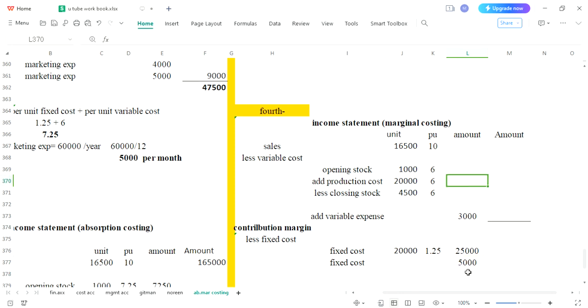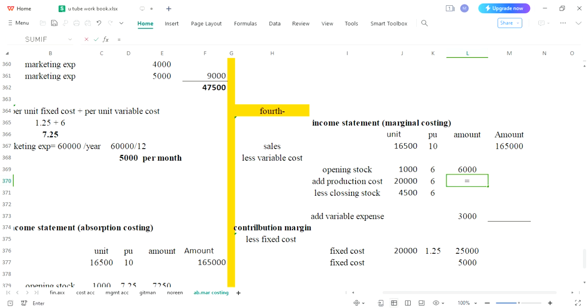Okay, units are completed. Per units completed, we can calculate the amount. How? Amount of sale will be calculated by multiplying units, and units are 16,500, multiplied by per unit sale price 10. That is the amount of sale in the outer column. In the inner column we will calculate opening stock units 1000, multiplied by per unit 6. So we have got the amount of opening stock.